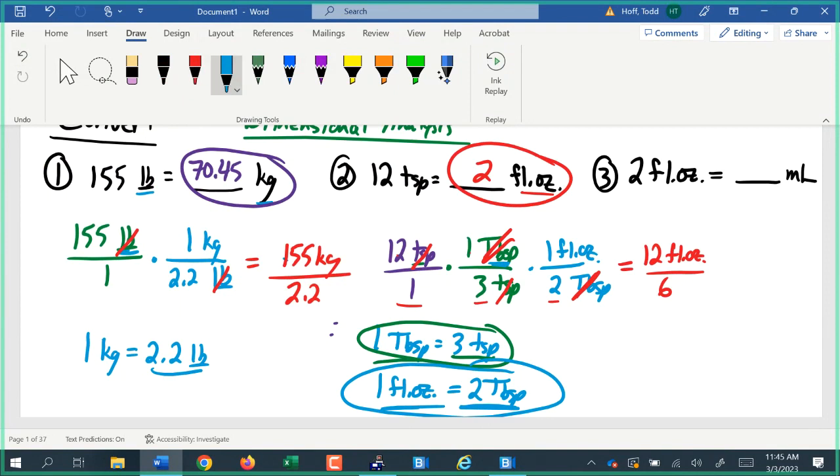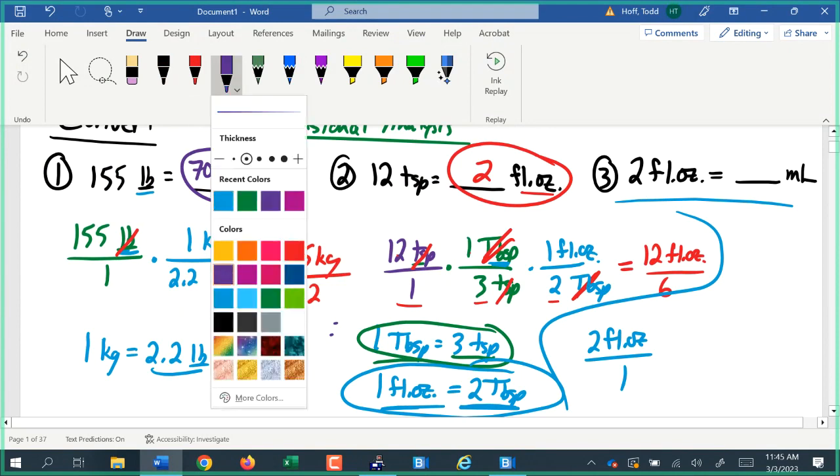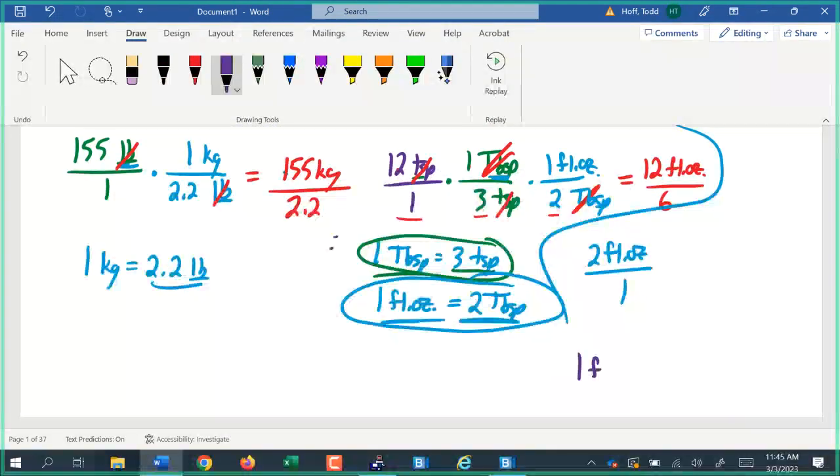And this last one, finally. I'll make some room here. 2 fluid ounces going into milliliters. Well, again, we start with the fluid ounces. We just put 2 fluid ounces over 1. And we find an equivalency that says 1 fluid ounce equals 30 milliliters. Now, this is one that's kind of ironic. In your textbook, it depends on what page you look at. On one page of the textbook, it says 1 fluid ounce equals 30 milliliters.